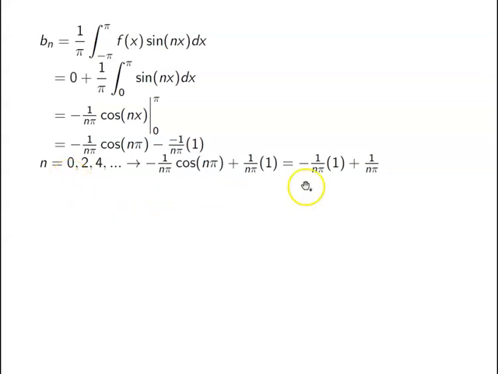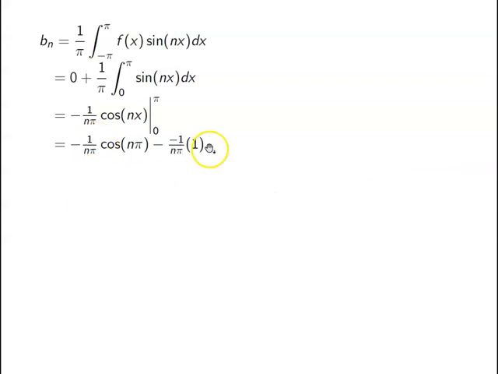for even multiples of pi is 1. Okay, I get an output of 1 for that. And so this will go to 0 because I have a negative and a positive of the same thing. And so that's 0. When n equals 1, 3, 5, when it's odds, for cosine, we will have -1 as our value. Okay, so for 1, 3, 5, this -1 over n pi, cosine n pi plus 1 over n pi, this thing that I got from evaluating from pi to 0.